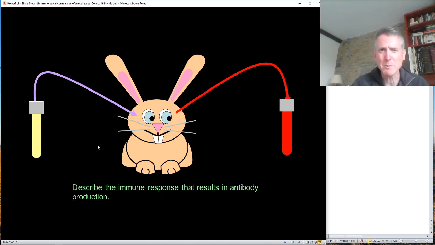So it's almost like giving it a vaccination here. I inject a small amount of the human plasma protein into the rabbit. Yeah, it's not nice for the rabbit, but at least it's safe from foxes and it's fed well.